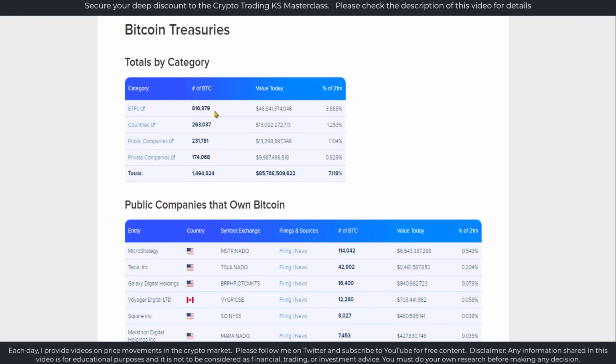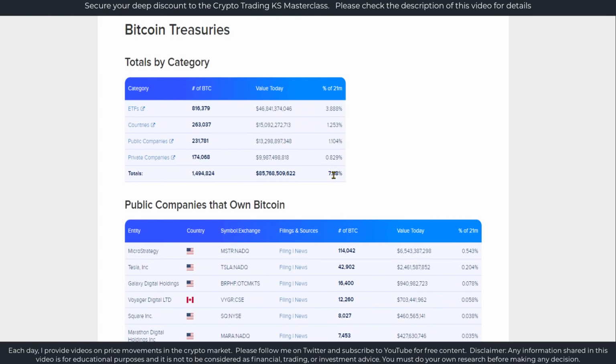It's really good to see more spot ETFs come out rather than derivative-based ones. Countries are adopting Bitcoin and crypto. Public companies such as Michael Saylor just purchasing more Bitcoin, very, very good stuff. And we can see private companies, but if we actually look at the percentage of the 21 million Bitcoin that will be in existence from 2140 onwards.